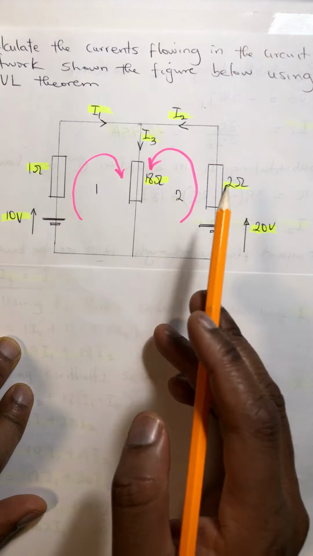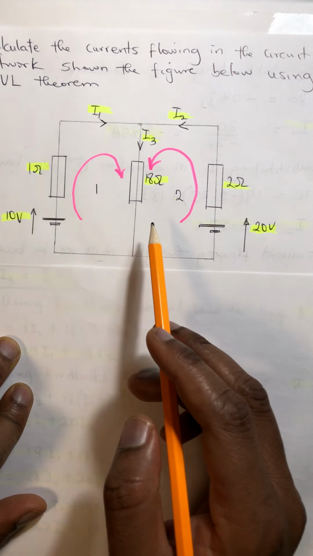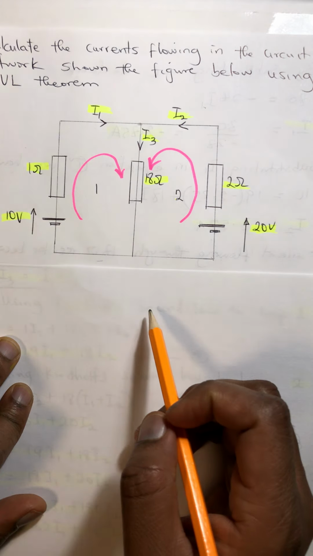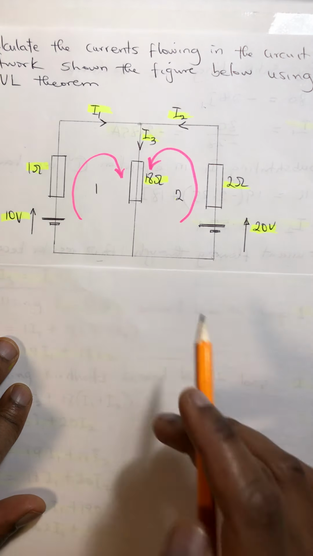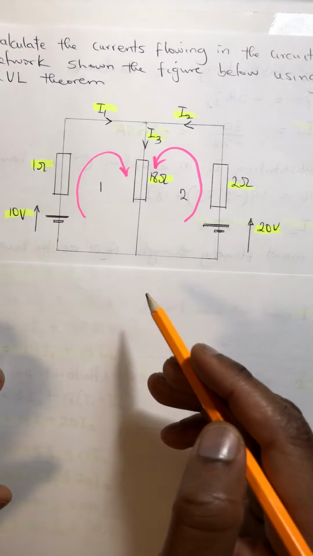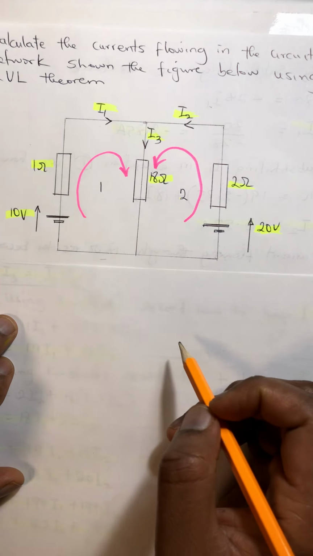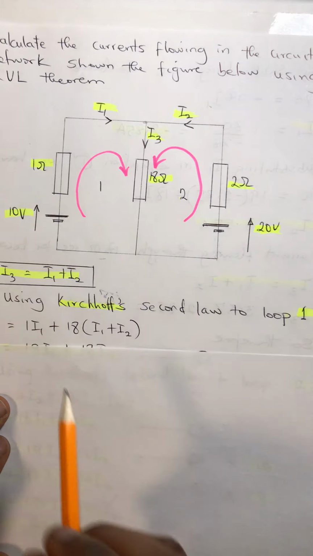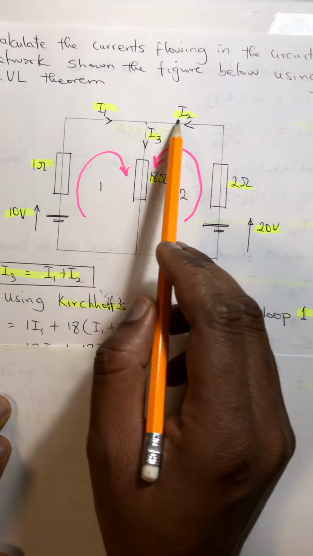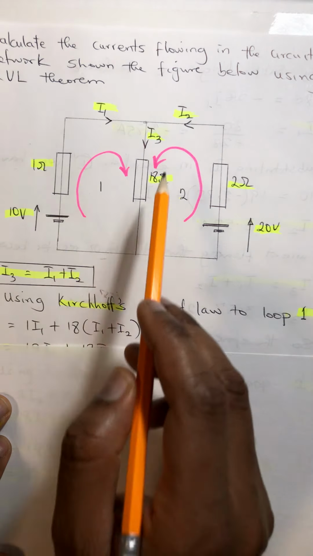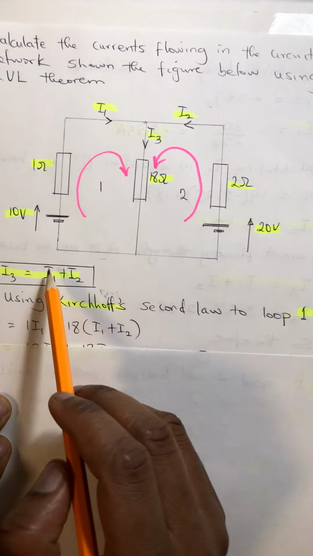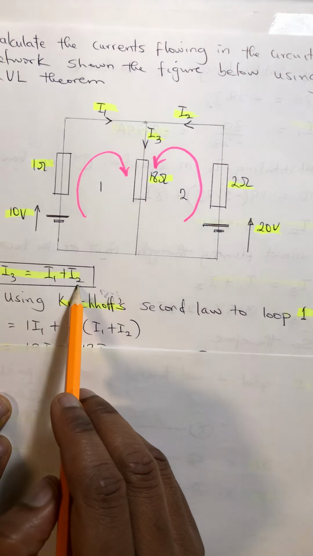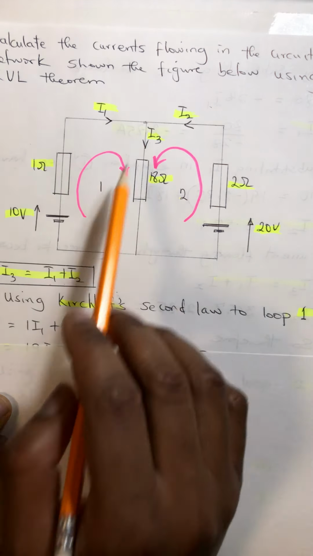Now, to go ahead and calculate using Kirchhoff's law, we deduce that the sum of the current flowing into one node equals the sum of the current flowing out from the node. Now, we know that I2 and I1 are flowing into the node. Then I3 becomes I1 plus I2.